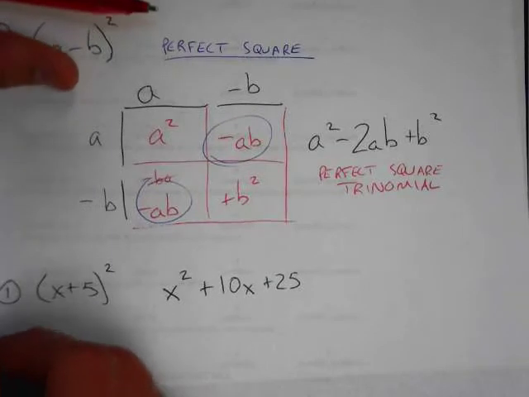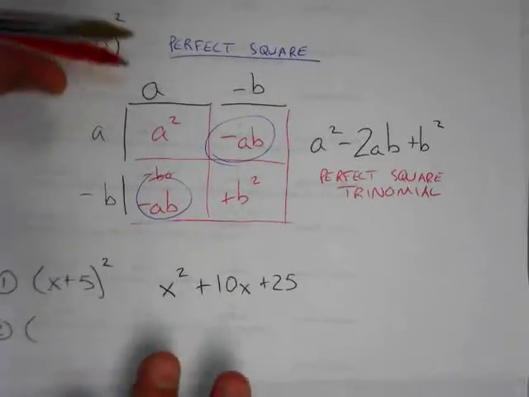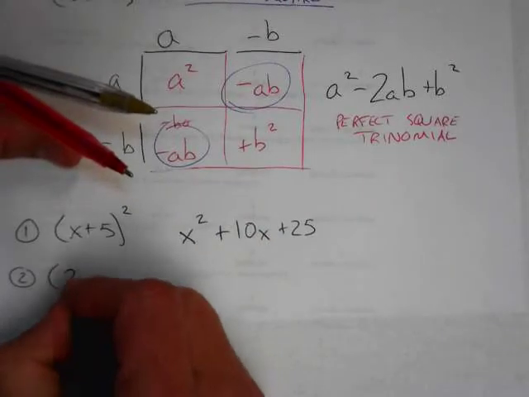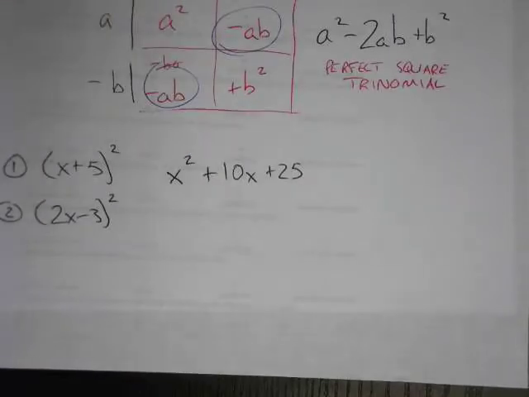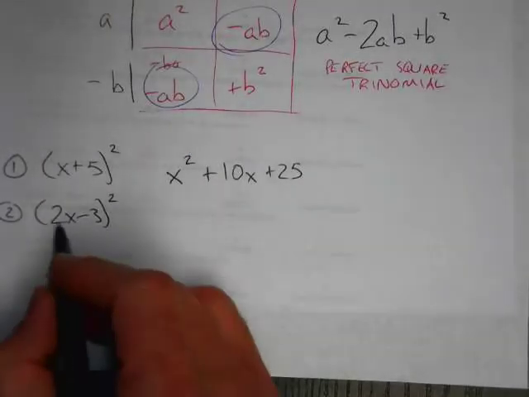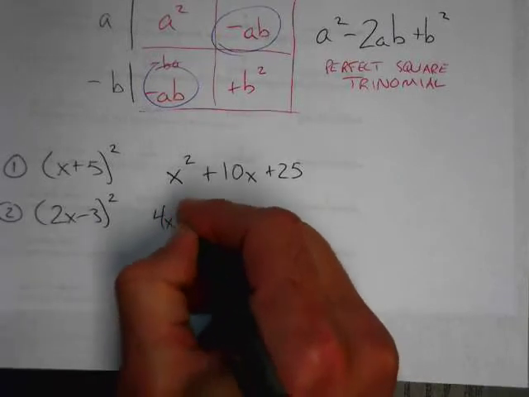All right, so then did it work for number 2 as well? And if you remember, number 2 is 2x minus 3 squared. Okay, so we can apply the same shortcut. First term squared, 4x squared.